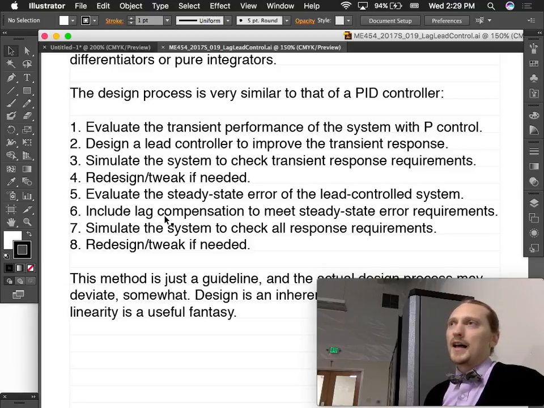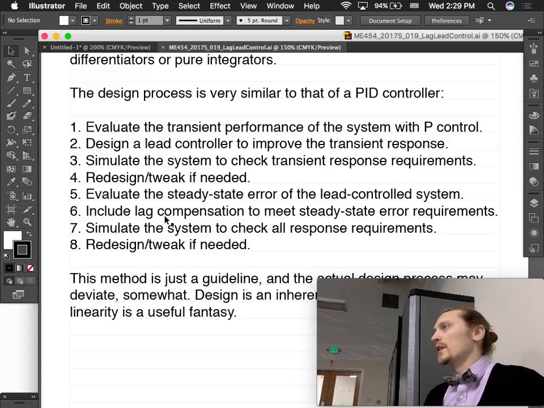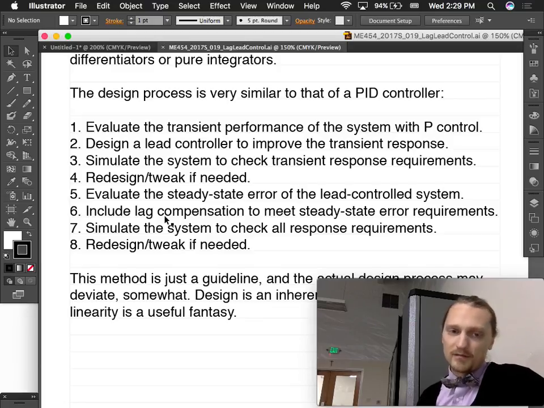So you designed it so that it would, but once again, you're basing your assumption. So you're not only going to evaluate your steady state requirements, make sure that those were met, but you also are going to reevaluate your transient requirements. So hopefully you didn't affect them too much, and you could have when you added in the lag control. You try not to, but it can happen, and then we just redesign and tweak as needed.